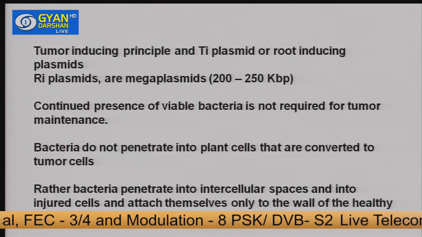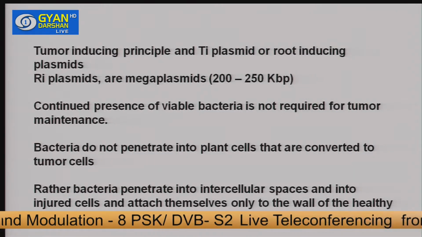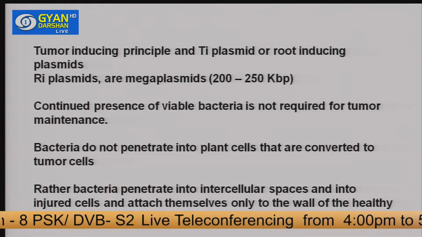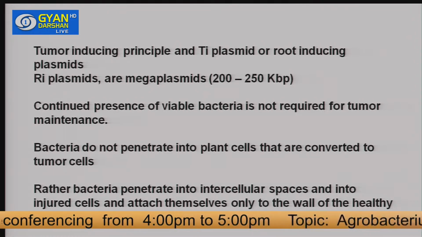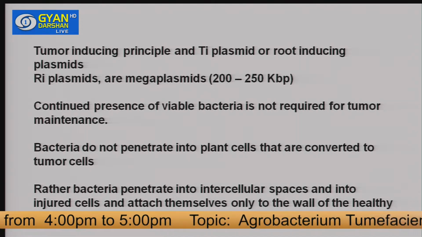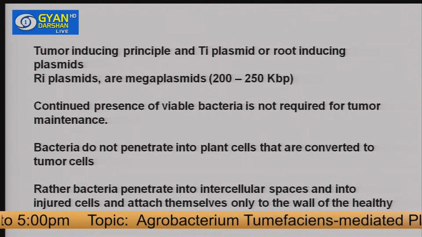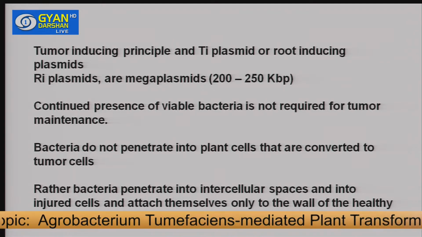Number 2, bacteria do not penetrate into plant cells that are converted to tumor cells. Number 3, rather, the bacteria penetrate into the intercellular spaces and into the injured cells and attach themselves only to the wall of the healthy plant cells. Now, what enables Agrobacterium tumefaciens to attach to the walls, we will be coming to that. Of course, it has certain genes which help in the attachment, and those genes enable the Agrobacterium tumefaciens to attach to the plant cell wall.